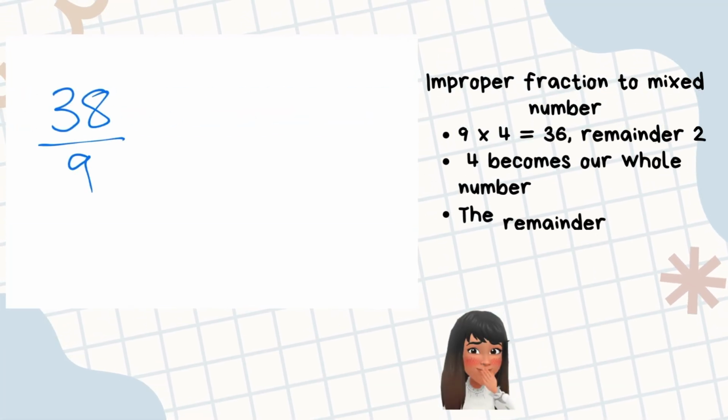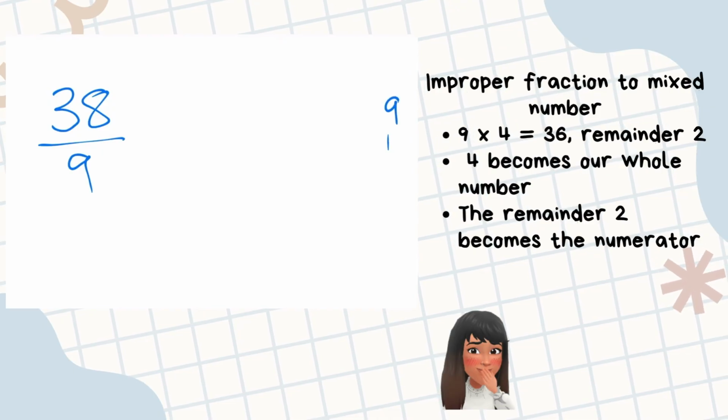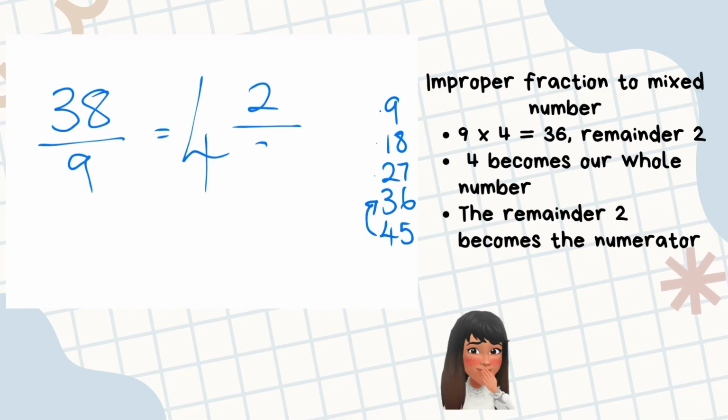Let's look at another example. Here I have 38 over 9, 38 ninths. For this I'm going to do my 9 times table till I get a number that's close to 38. I'm going to stop at 5 times 9 because that's too much, so I go back to 4 times 9, which is 36. So I know there are 4 wholes with 2 left over. The remainder 2 becomes my numerator and the denominator stays the same.